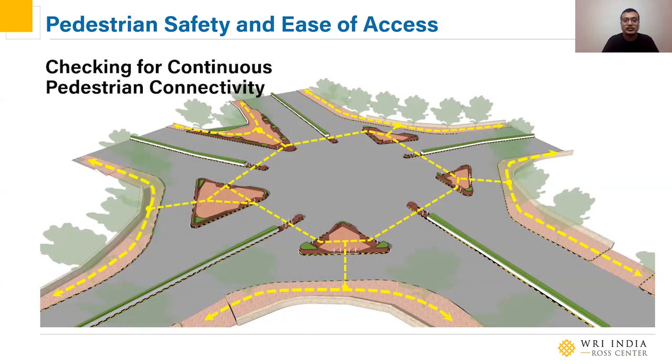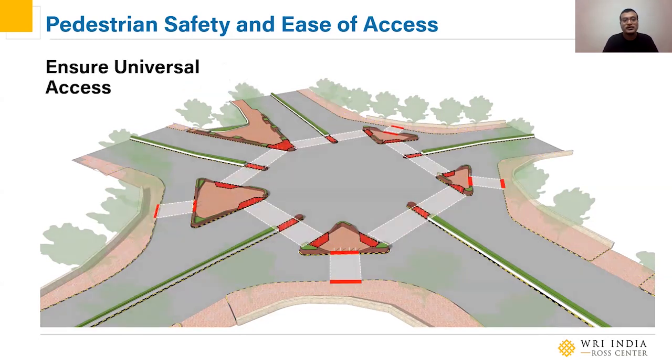Checking for continuous pedestrian connectivity. It's important to see that there is a continuous pedestrian connectivity and that the pedestrians do not hit a dead end at any given point while crossing the junction. Ensure universal access. Now, our footpaths are generally raised by 150 mm from the road level. It is difficult for elderly people who cannot climb and people using wheelchairs to access such footpaths. To avoid this, a ramp at every crossing should be provided to ensure ease of access for all our street users.